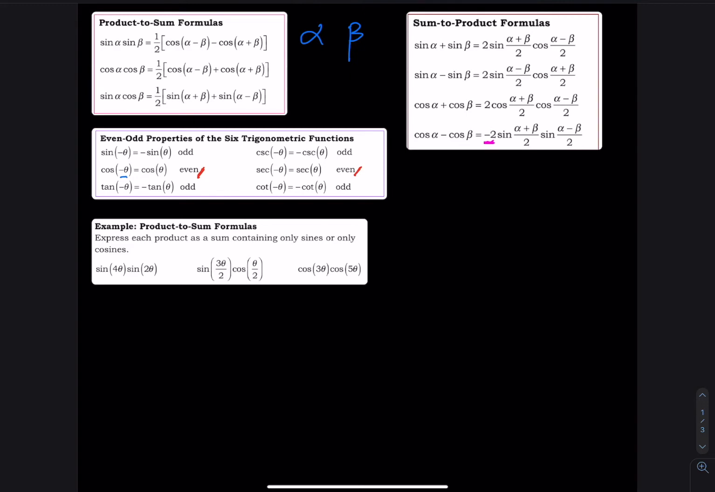And then sine, cosecant, tangent, and cotangent are odd functions. So once you put a negative right next to the independent variable, you can pull the negative out of the entire trig function. You will be using that a lot in this section. So you know the rules.